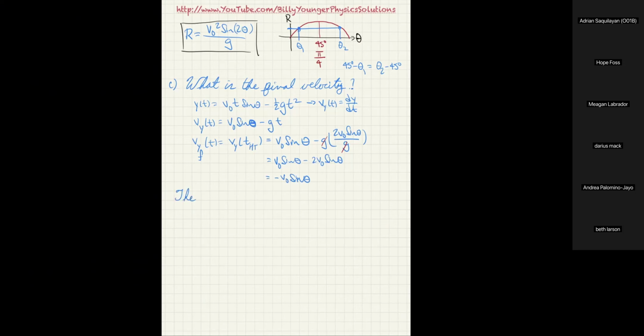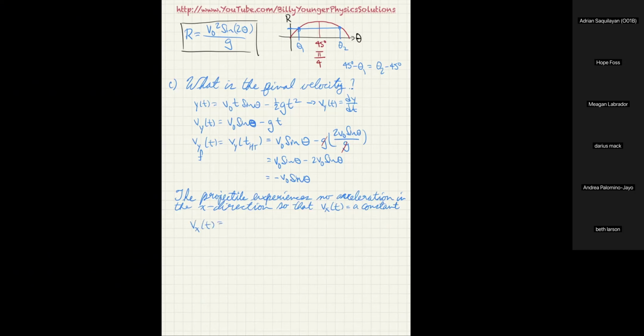The projectile experiences no acceleration in the x direction, so that v x of t is a constant.